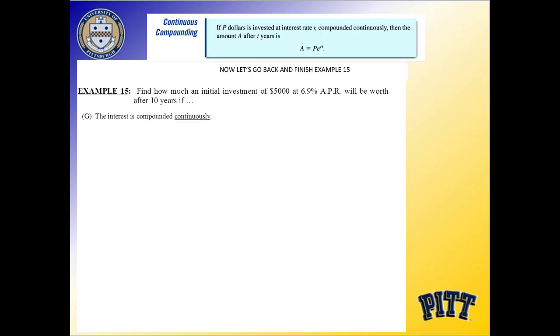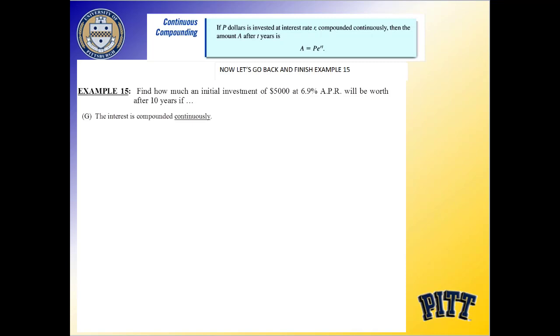It changes to this: A equals P times E to the RT power, where A is still the final amount after a period of time T, which is typically in years. P is still the initial amount. E is our exponential constant, that 2.718 yada yada yada. R is still going to be the interest rate written as a decimal.